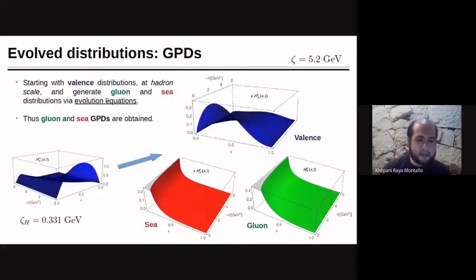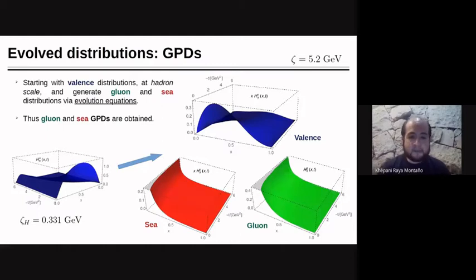Now, starting with the valence distribution we have computed already, we can generate the gluon and sea distributions using the evolution equations. Starting with this result for the Pion, over the DGLAP equations, we can get the valence at the scale of 5.2 GeV, the experimental scale, the sea, and the gluon GPDs.